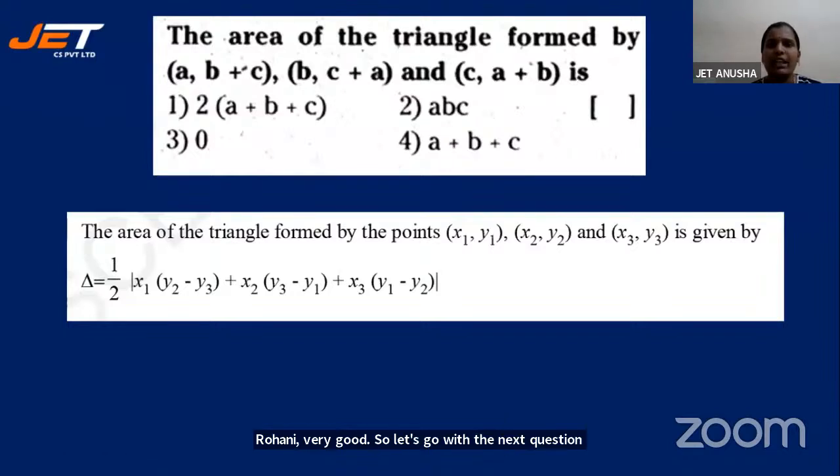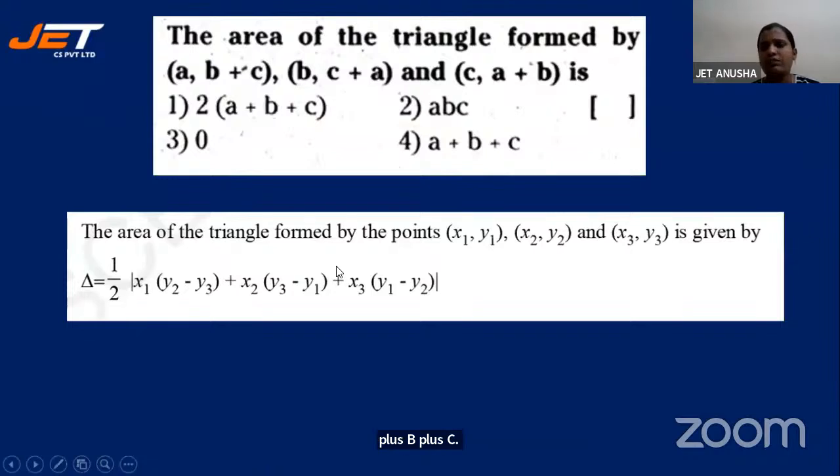The area of the triangle formed by (a, b plus c), (b, c plus a) and (c, a plus b) is, first option 2 into (a plus b plus c), a b c, 0, a plus b plus c. So here you need to use the formula for the area of the triangle formed by the 3 points. So you need to use this formula.